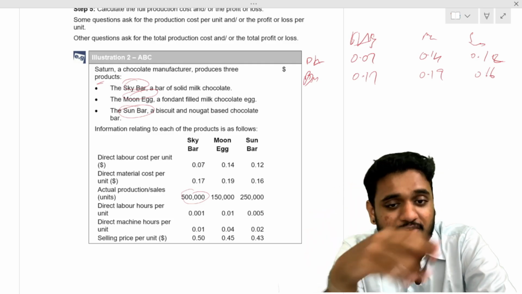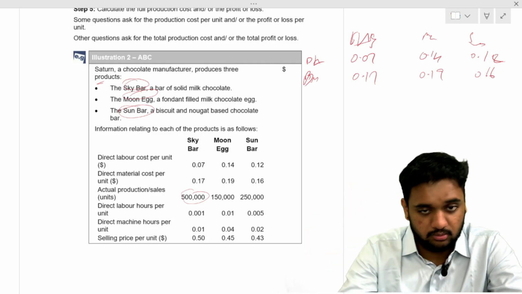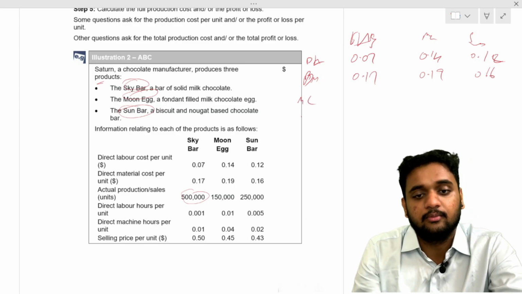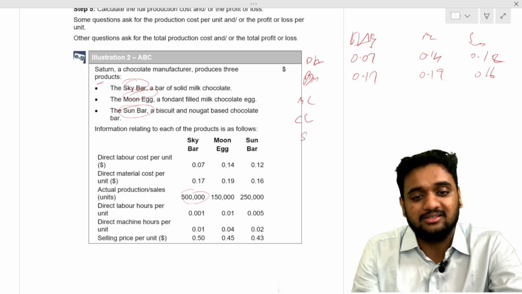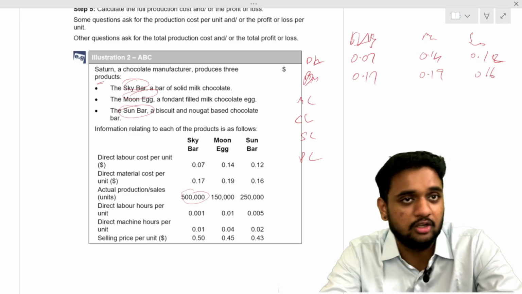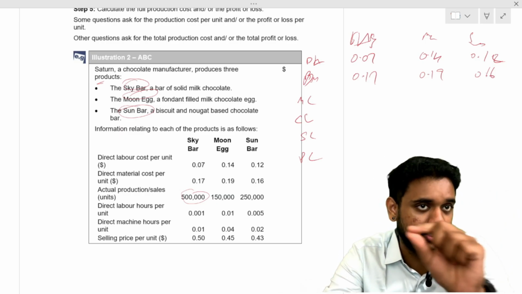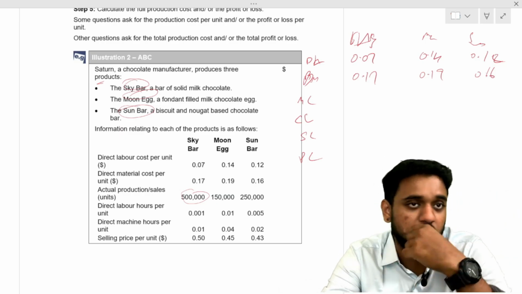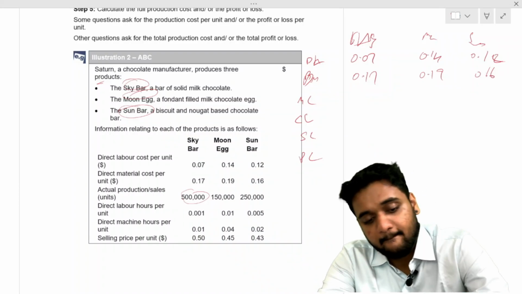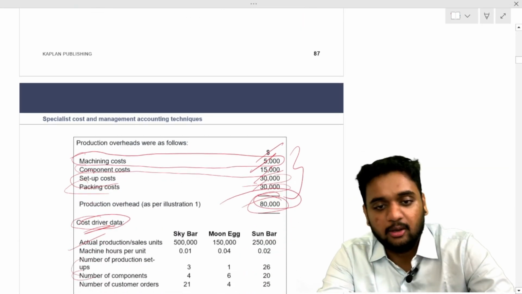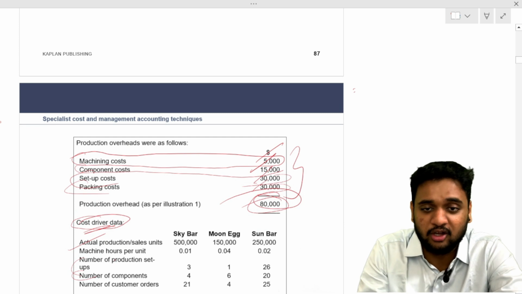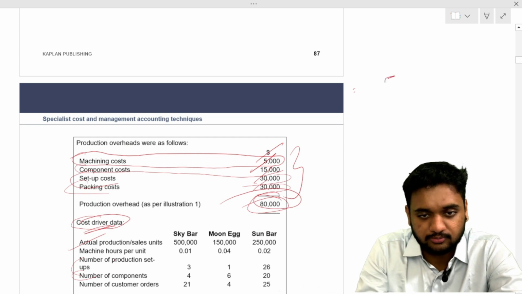What other 4 costs we have to add here? Machine cost, component cost, setup cost, packing cost. These 4 costs we will add. Find the cost per unit of the respective product and add to this. Then we will get the total cost. Understood? Yes, sir. We'll start one by one. First, we'll start the machine cost. What is the respective cost driver for machine costs? Number of machine hours per unit.